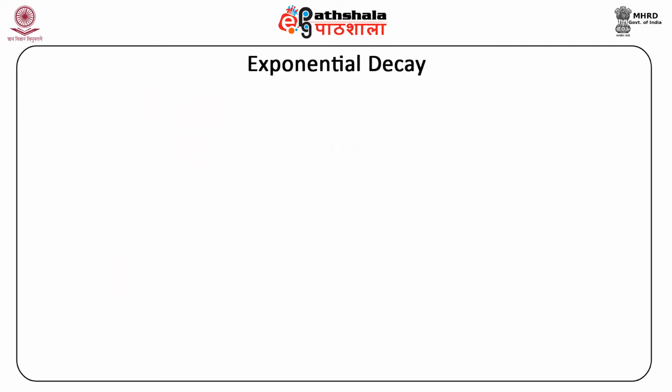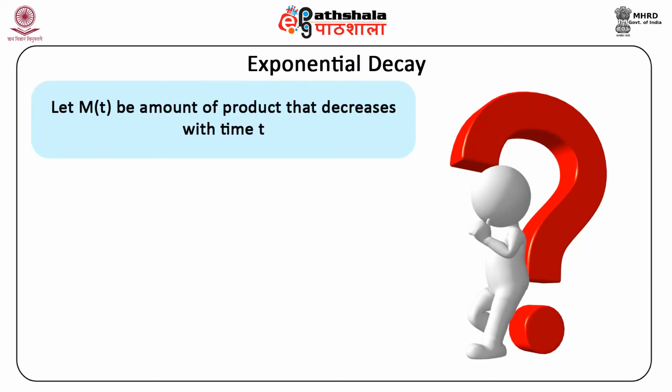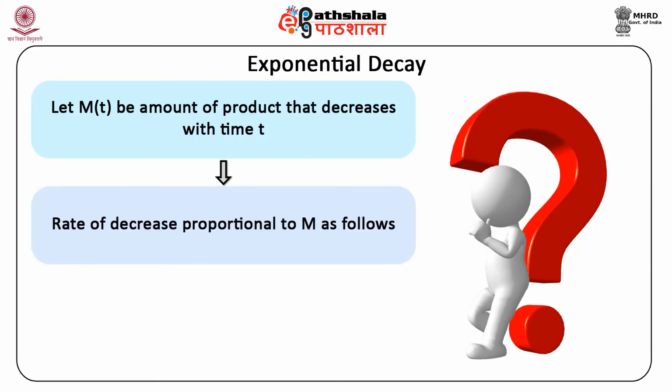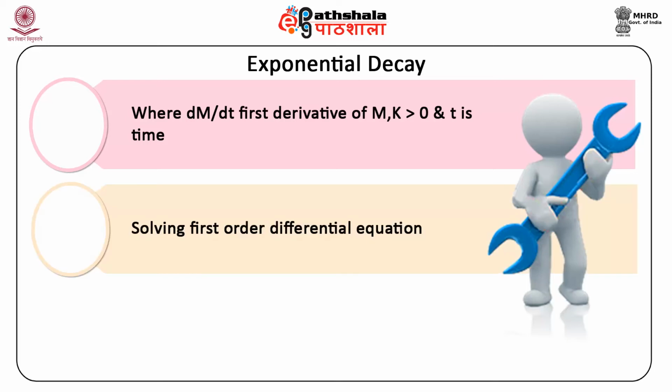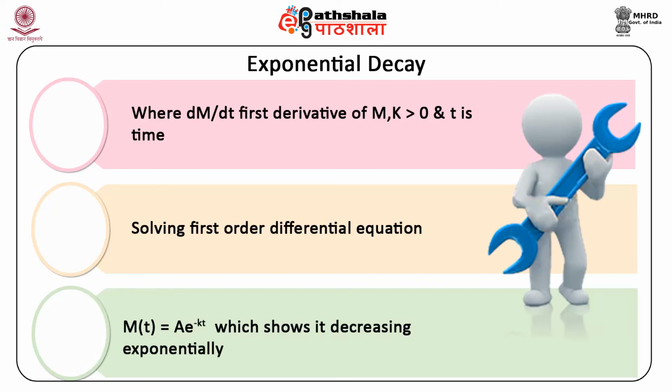Now we will discuss exponential decay. Let M(t) be the amount of a product that decreases with time t, and the rate of decrease is proportional to M as follows. dM/dt = -kM, where dM/dt is the first derivative of M, k is greater than 0, and t is the time. After solving the first order differential equation, we obtain M(t) = a e^(-kt), which shows it decreasing exponentially.